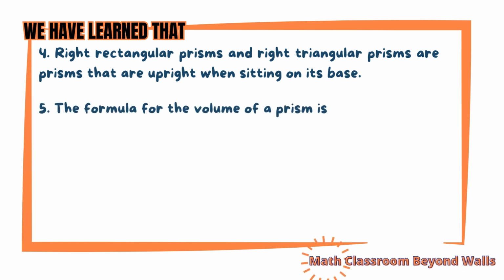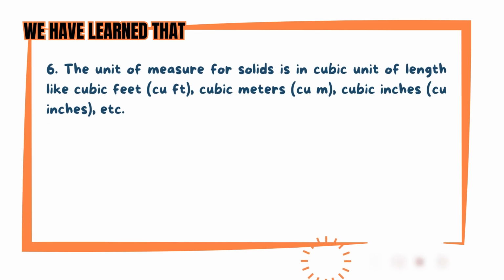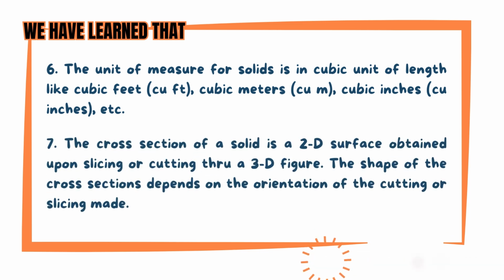Fifth, the formula for the volume of all prisms is B times H, where B is the area of the base of the prism and H is the height of the prism. Sixth, the unit of measure for solids is in cubic unit of length, like cubic feet, cubic meters, cubic inches, etc. Seventh, the cross-section of the solid is a 2D surface obtained upon slicing or cutting through a 3D figure. The shape of the cross-section depends on the orientation of the cutting or slicing made.